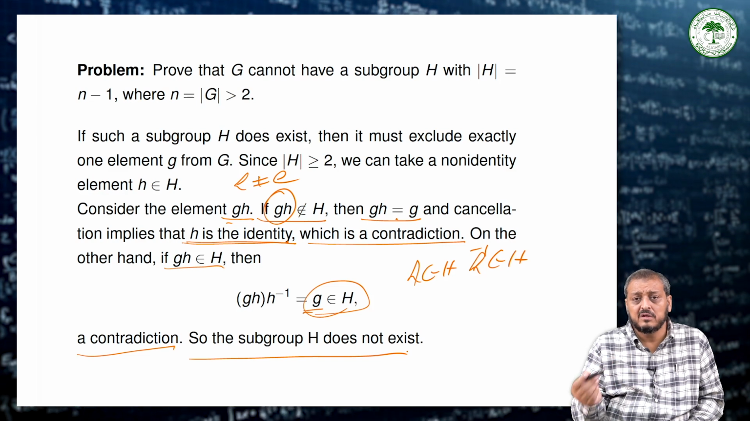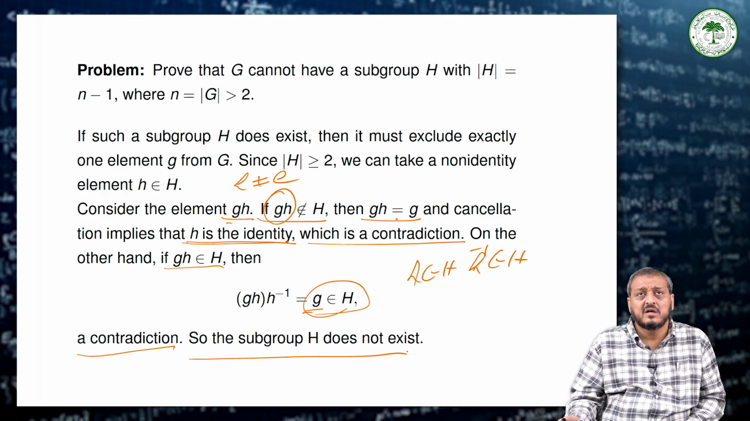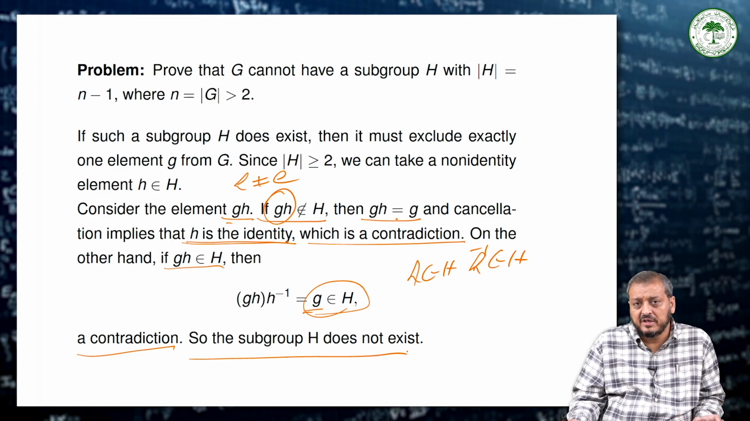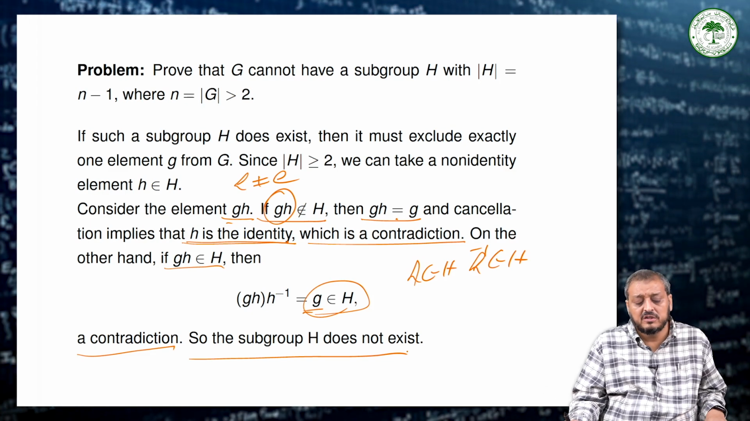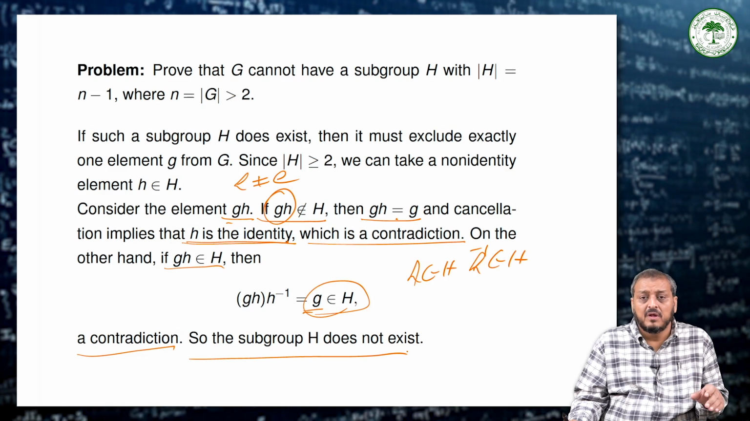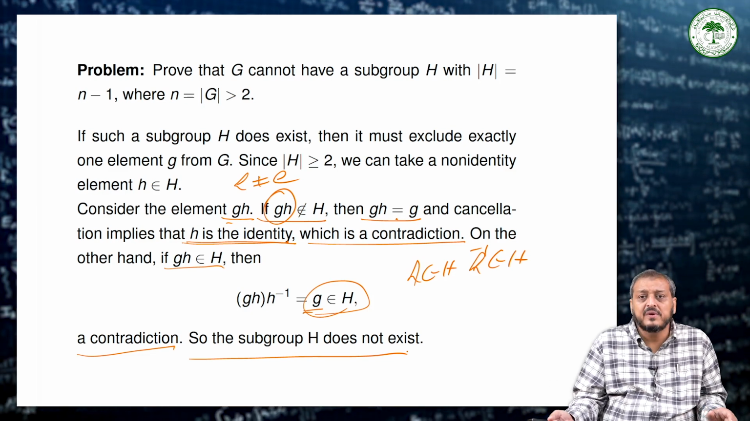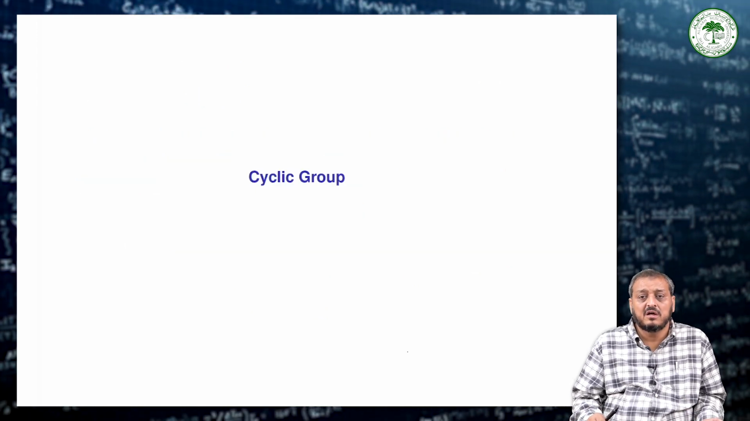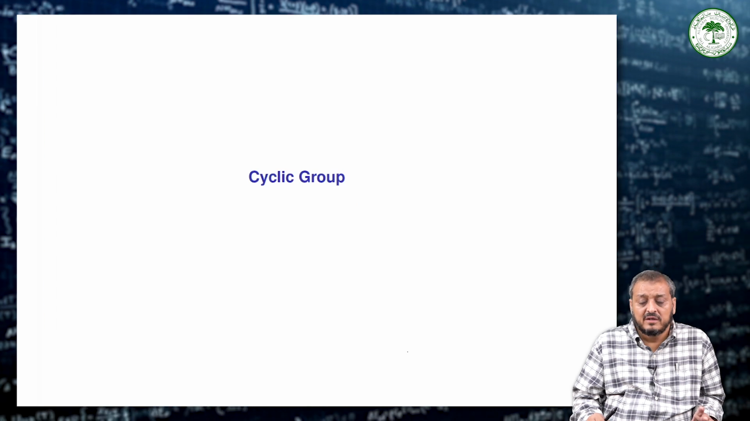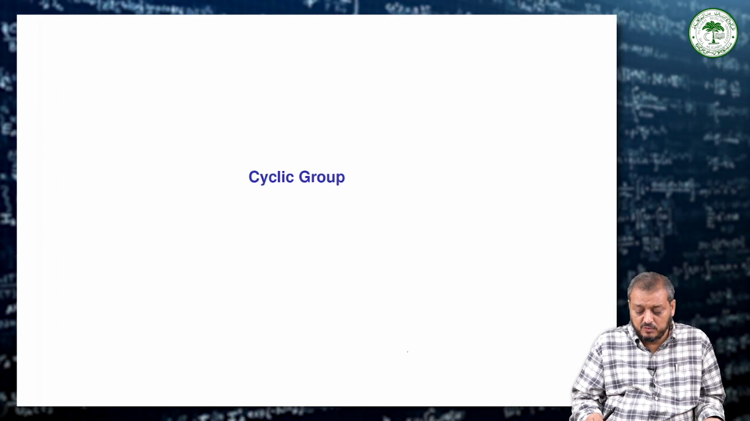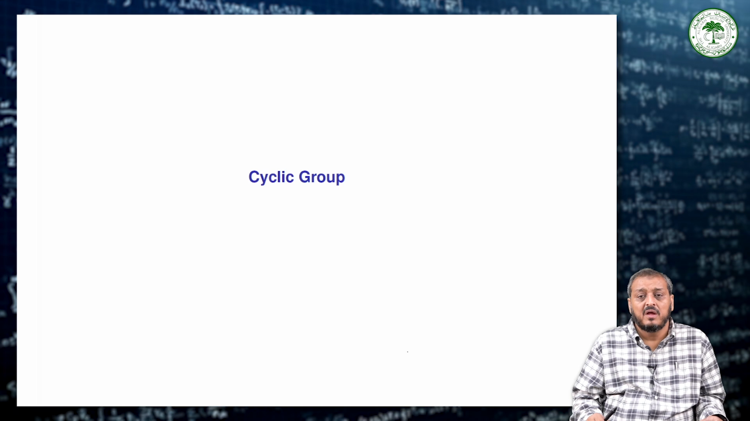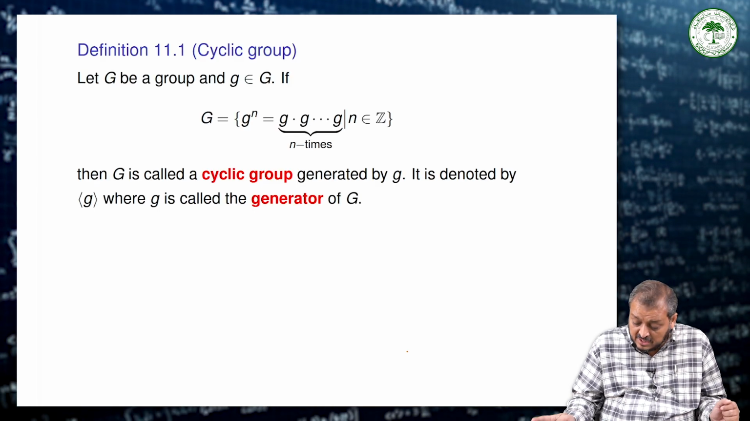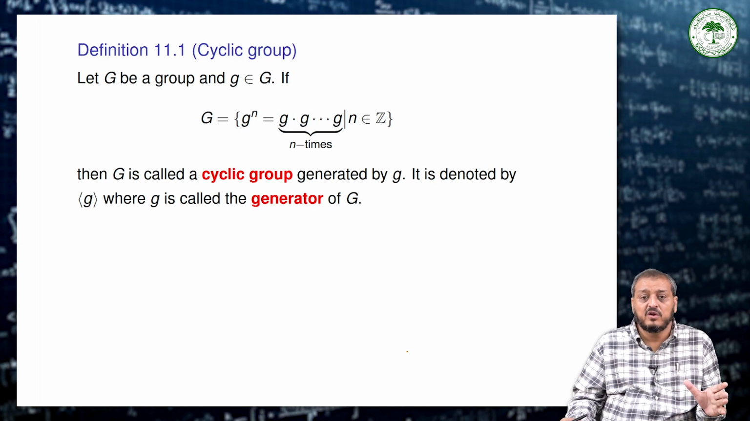I have to move to the next topic, the cyclic group. We have to define a cyclic group and also give you a few examples of a cyclic group. So let's start with the definition of a cyclic group, and then we will give some examples.